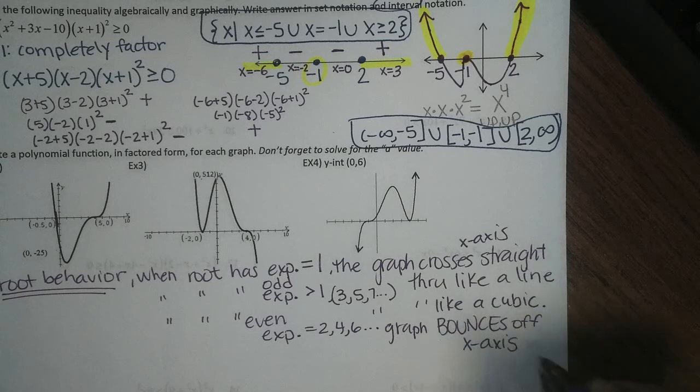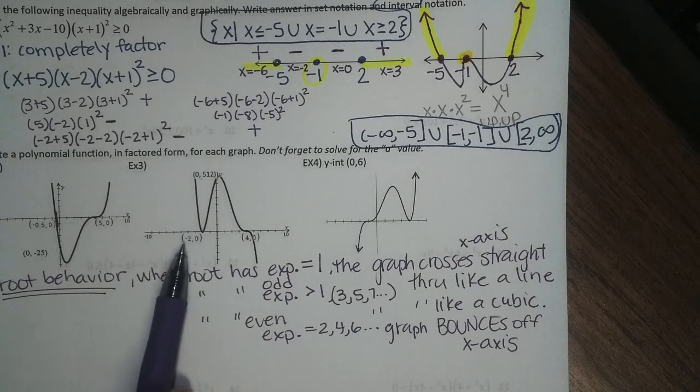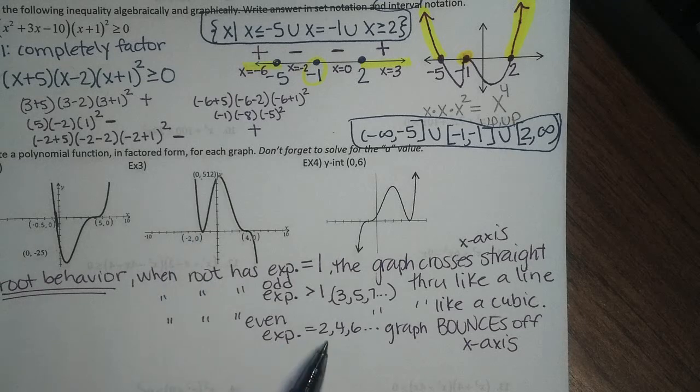So remember that bouncing means, for example, number 3, notice at the root, -2, 0, the graph doesn't cross the x-axis. Instead, it bounces off the axis. And that's what it means to have an even exponent. So 2, 4, 6, 8, 10, all of them are correct. Again, I would go with the smallest exponent possible, because that makes the math easier.